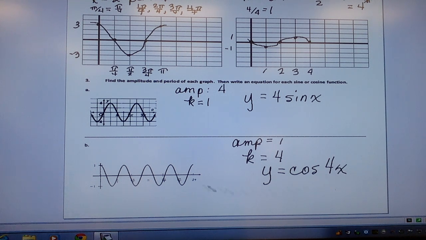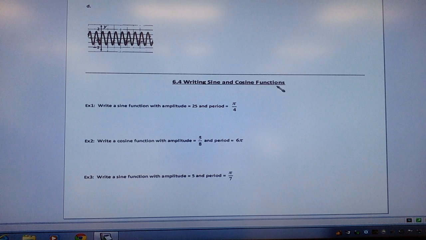Another clue, cosine are what I call valleys. You can just count the valleys from 0 to 2 pi. 1, 2, 3, 4. K is 4. So that's a shortcut if you'd like to take it. All right, let's go to the next page.